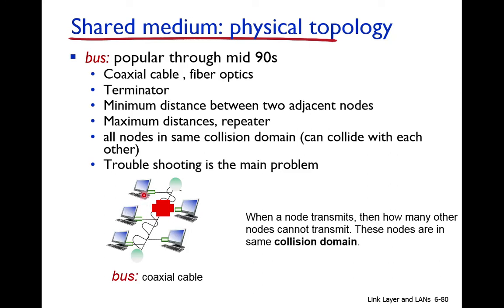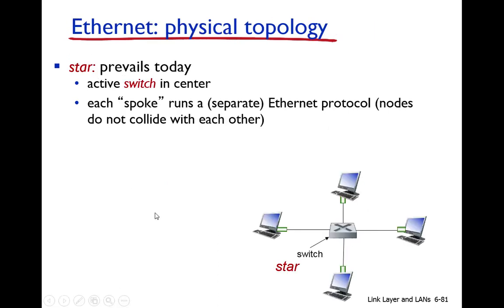All the nodes were in the same collision domain. What does it mean? That if one node is transmitting the data, then the other node cannot transmit the data at that time. If the other nodes want to transmit, then they have to wait until the first node's transmission is finished, then the other nodes can start transmission. So the collision domain problem is also solved in the switch. We will discuss how.